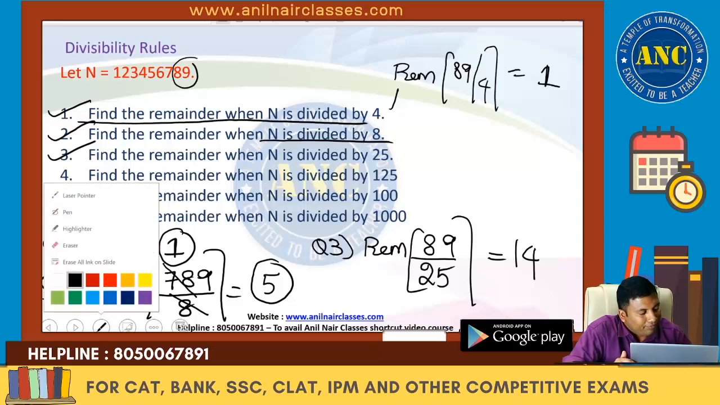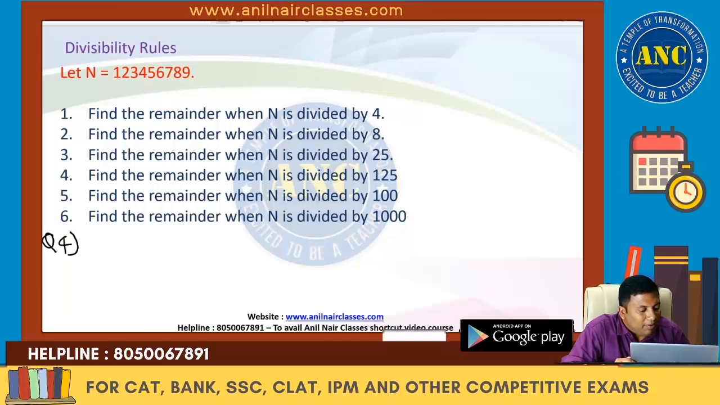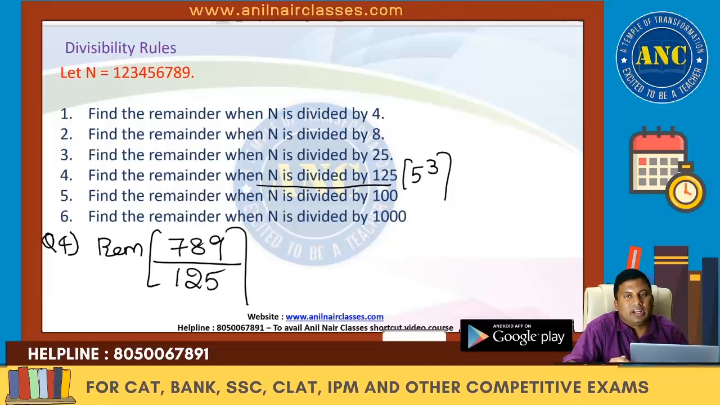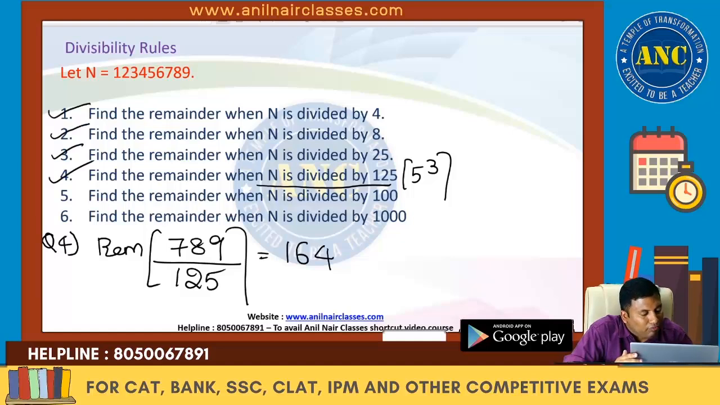Question 4. Find the remainder when a number is divided by 125. 125 is 5 power 3. That means the last 3 digits should be divisible by 125. The last 3 digits are 789. 789 divided by 125. 125 5s are 625. From 789, if I subtract 625, it is nothing but 164, right? 625 plus 164 is 789. Only the last 3 digits we did it. 1, 2, 3, 4, it is clear.